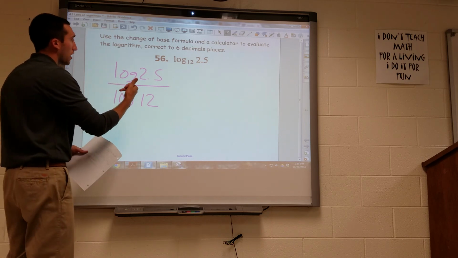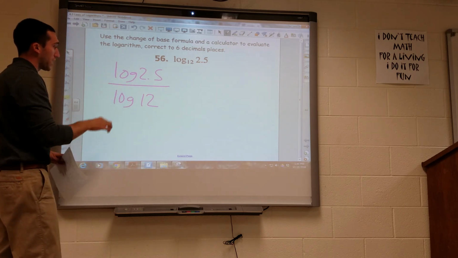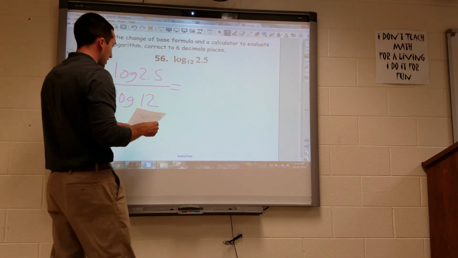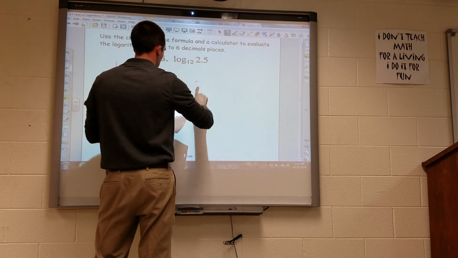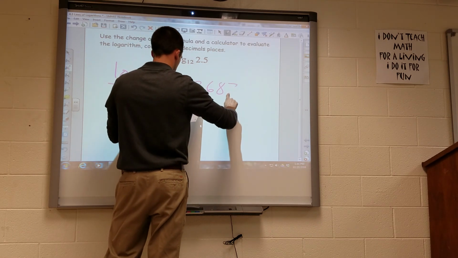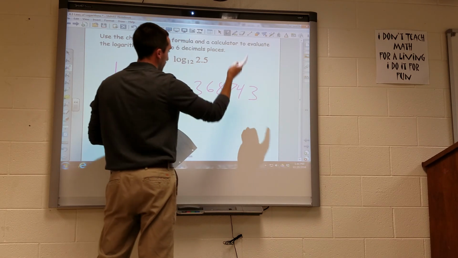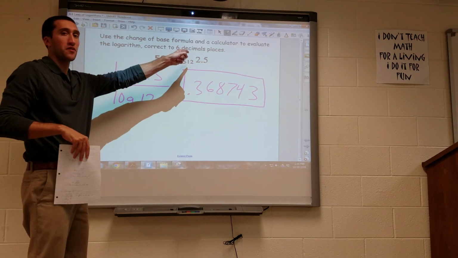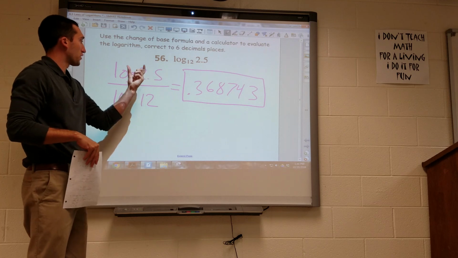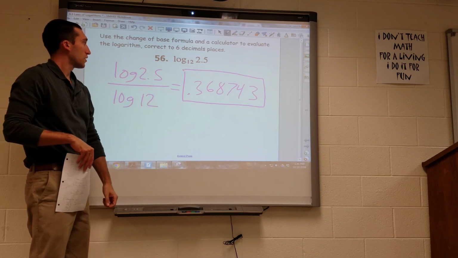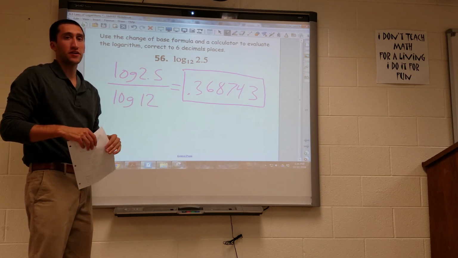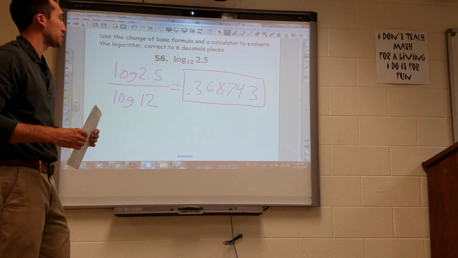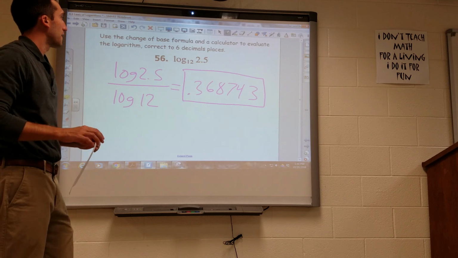So you just type in log of 2.5 divided by log of 12. And you will get 0.36873. It wants the 6 decimal places. So if you tried to do this, calculator can't do it. But by using the change of base formula, we can go ahead and get it in a form where a calculator can solve it, and we can eventually get to the approximation to 6 decimal places of that log.